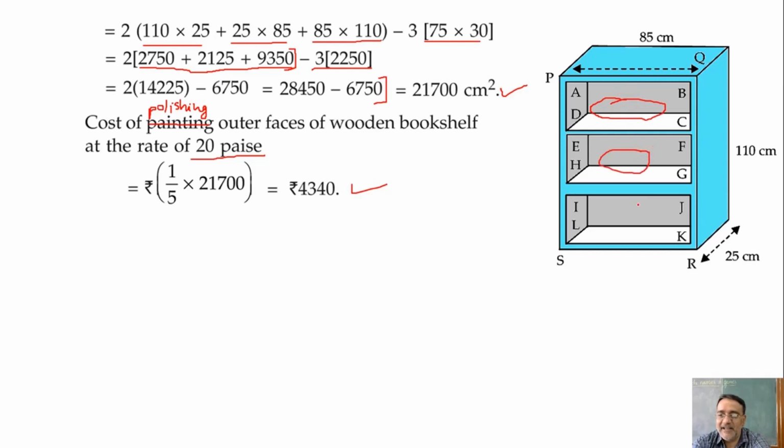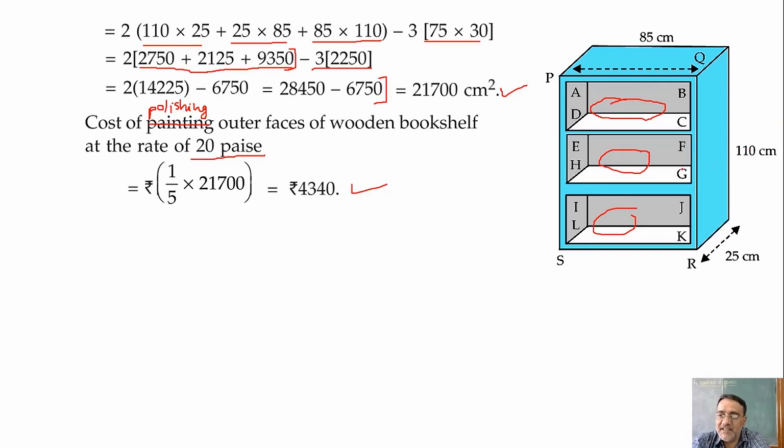We have to find the whole area of this part. Okay, so look carefully. All these are 5 sides, inner faces only. 5 sides only. The front side is empty. Okay, so we will find all the 5 surface areas.